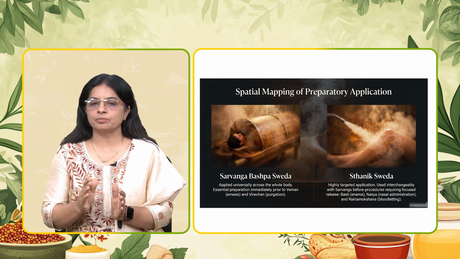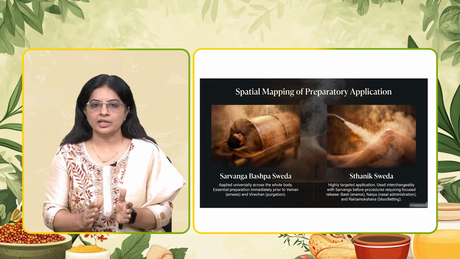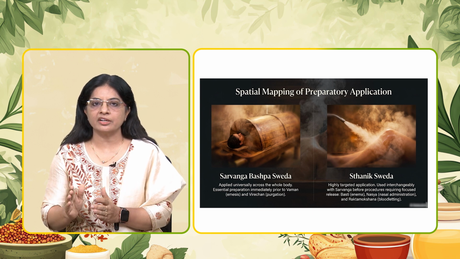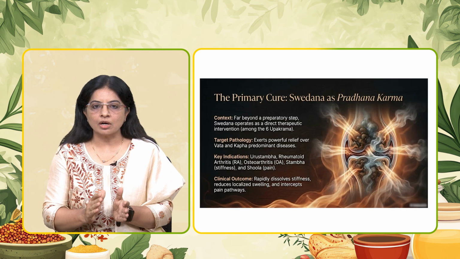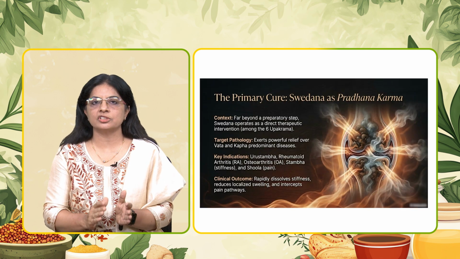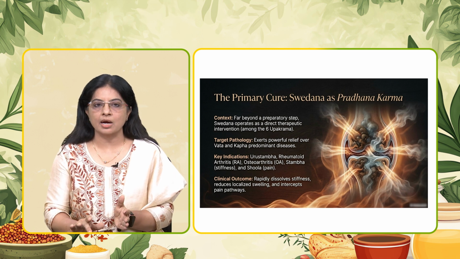For example, before Vaman and Virechan, Sarvang Swedan is carried out, while before Basti, Nasya and Rakta Mokshan, Sthanik or Sarvang Swedan is carried out. Without this step, the main procedure, that is Panchakarma, might be incomplete or even harmful.